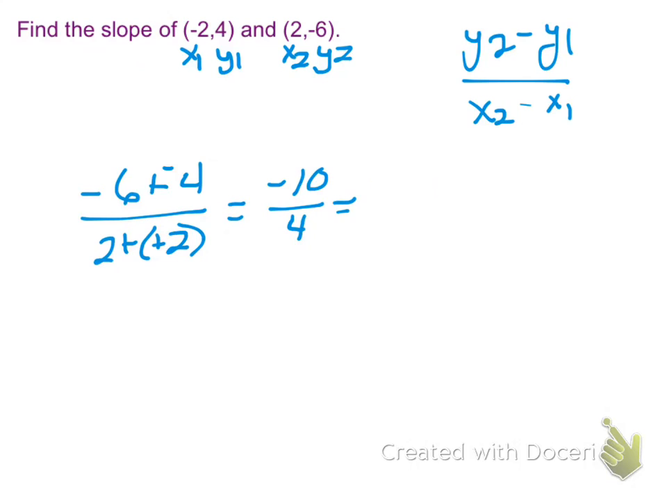Well, both of these numbers are even, so that can be simplified a little bit farther. 10 divided by 2 gives me 5, and if I divide 4 by 2, that's going to give me 2. And that's -5 over 2. So my answer is just -5 over 2.